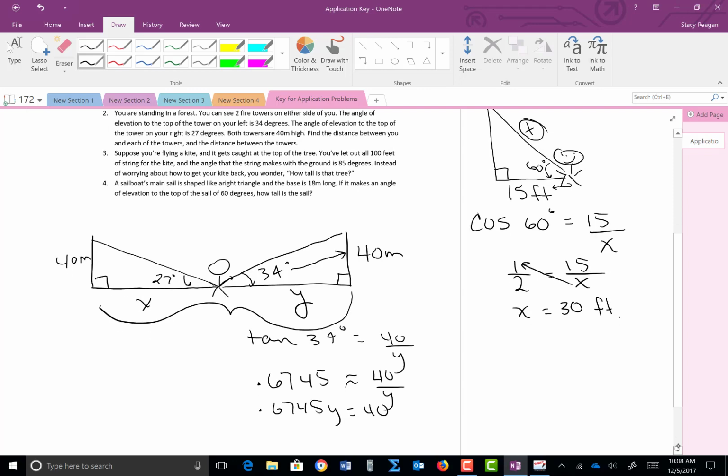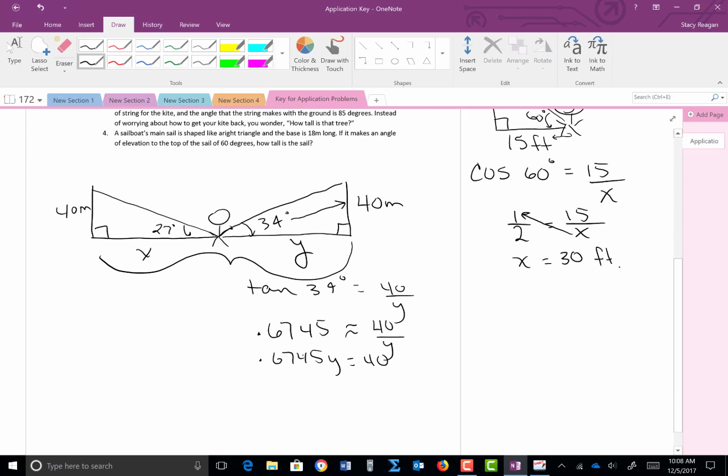Remember, you can do these as a proportion. So if I divide both sides by 0.6745, 40 divided by 0.6745 comes out to roughly 59.3. So 59.3 meters. That's this.